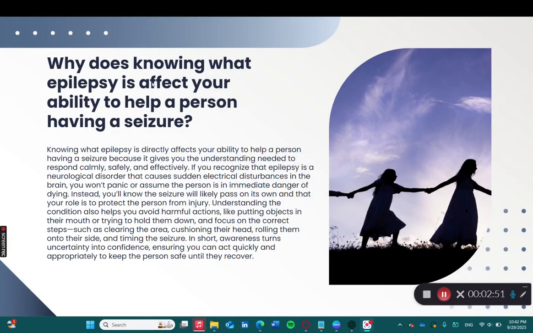So, how does knowing what epilepsy is affect your ability to help a person during an episode? Knowing what epilepsy is directly affects your ability to help a person because it gives you the understanding that you need to respond calmly, safely, and effectively. If you know that person has epilepsy, you won't panic or assume that person is in immediate danger, or even worse, dying, and you'll know the seizure will likely pass. You'll know how to time it and what you need to do, such as cushion their head and roll them over, and it can just overall save somebody's life. So I believe this is very important.